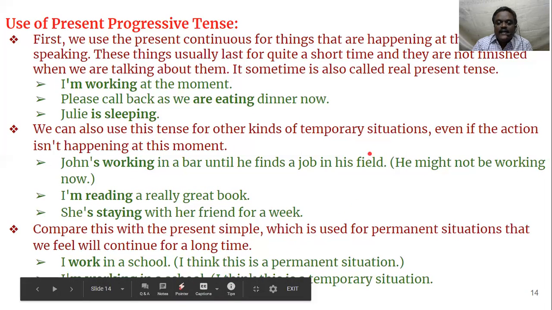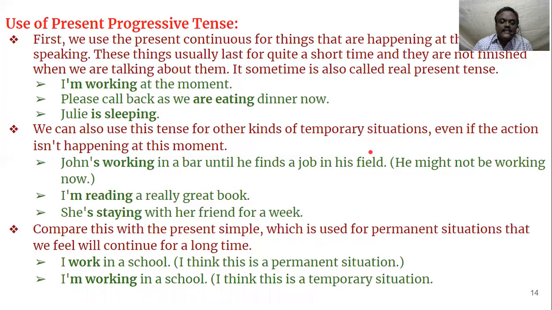Here I've given you two sentences for you to compare. I work in a school. It is a permanent situation. Permanently you have been working, and you are not trying to get into a new job. You feel that it is permanent. So you say, I work in a school. Suppose you say, I am working in a school, it may mean that you are trying to shift your job. You are trying to find a new job. I think it's a temporary situation. When you use continuous tense, it is a temporary situation.